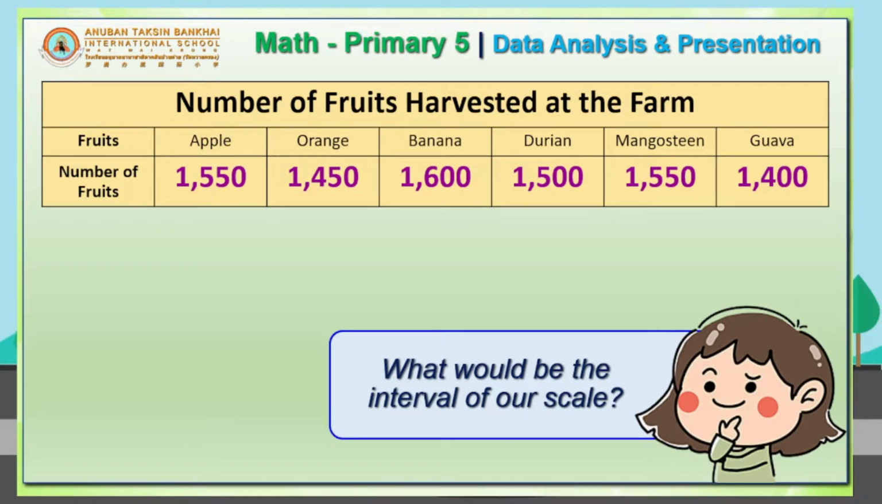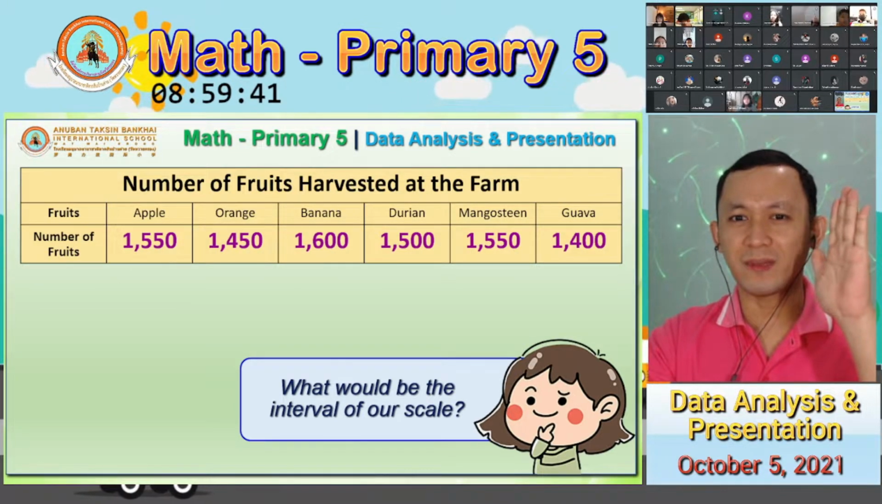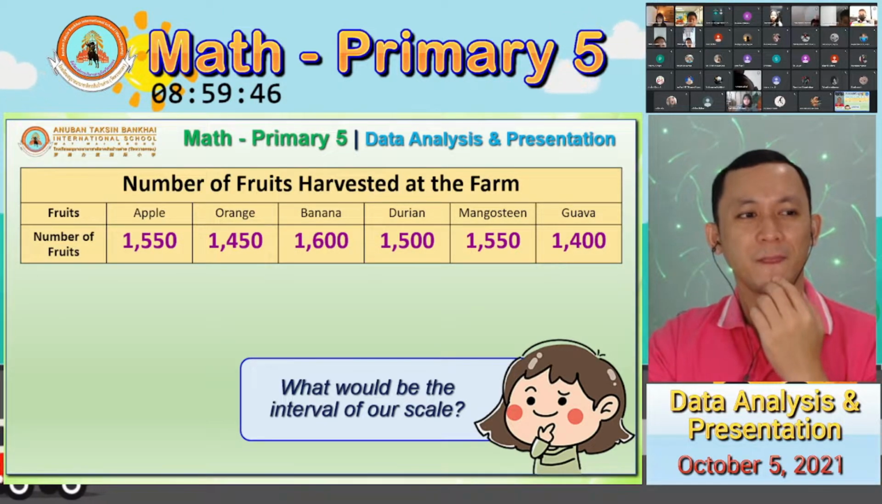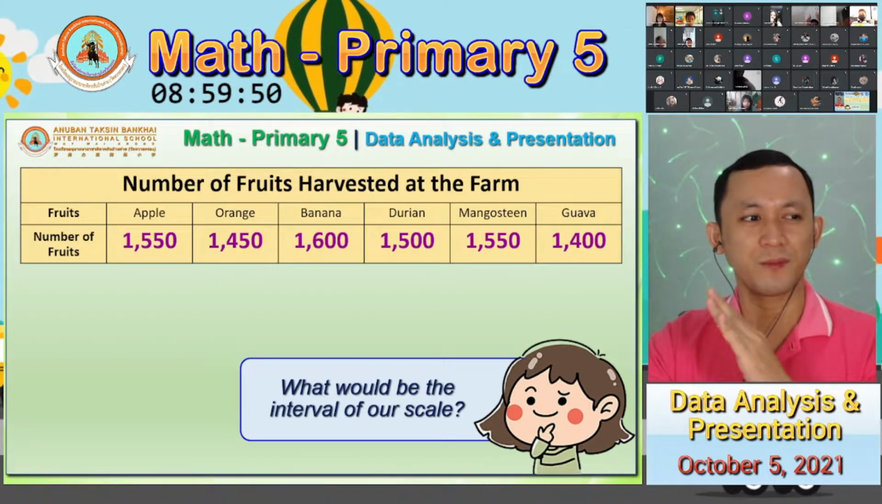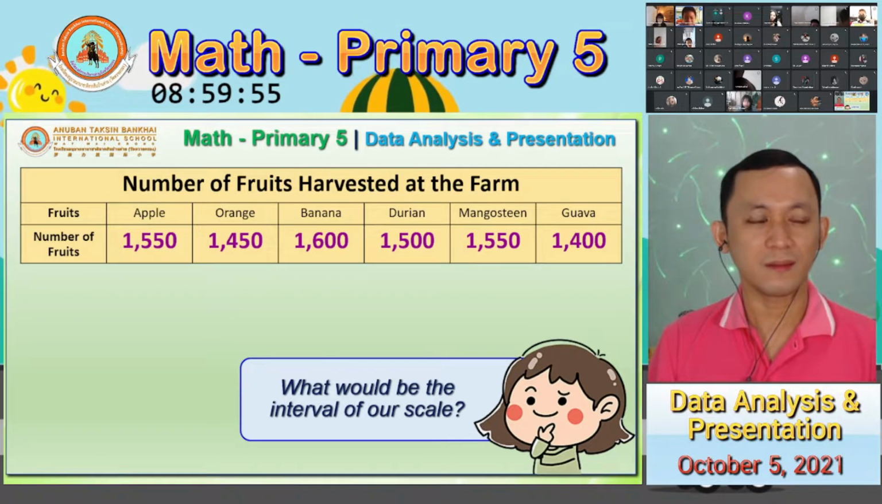Students, hello. Be active, kids. Is there an imposter in this room? What would be the interval of our scale? 50, 100, how much? Look carefully, we have 1,500, 1,450. 500, yes, 500.